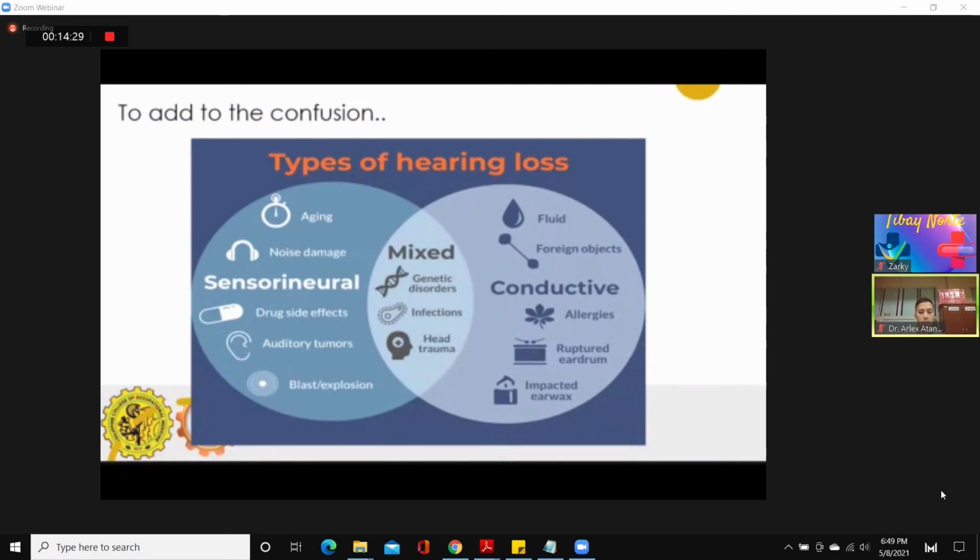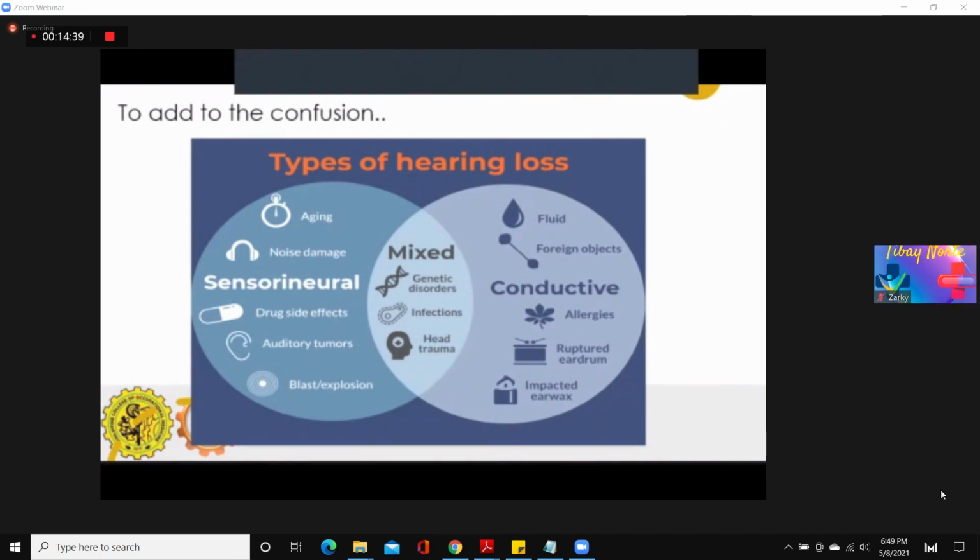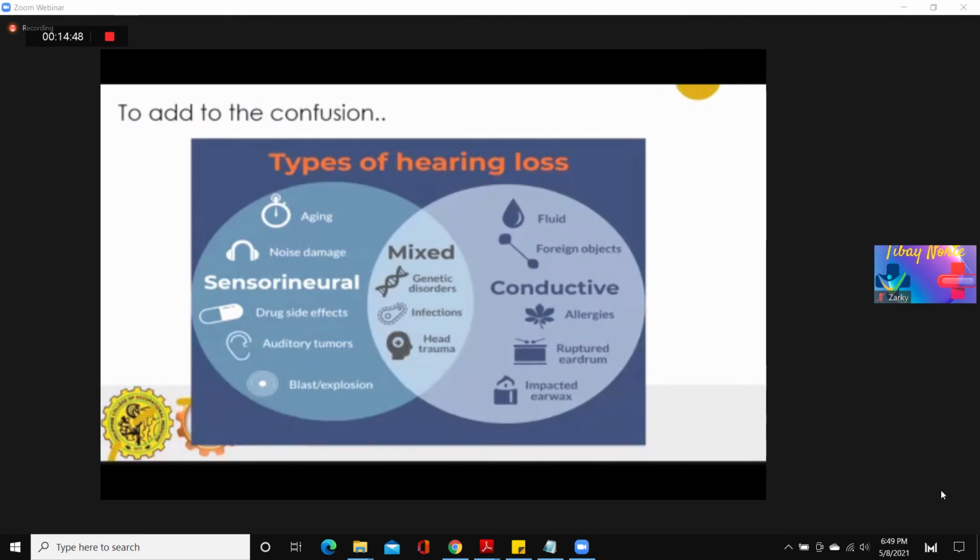To add to the confusion, the next question is, how about conductive, sensorineural, or mixed type of hearing loss? This picture shows some of the more common causes of hearing loss. You may focus on the underlying pathology. Do a complete history and physical examination to rule out any possible causes. It is best to note the different causes such as ototoxic medications for those undergoing TB treatment, if your patient is on chemotherapeutic medications, or if there is any history of trauma or blasting injury.